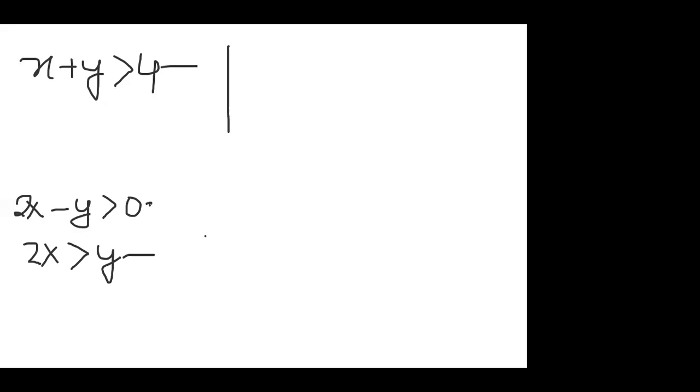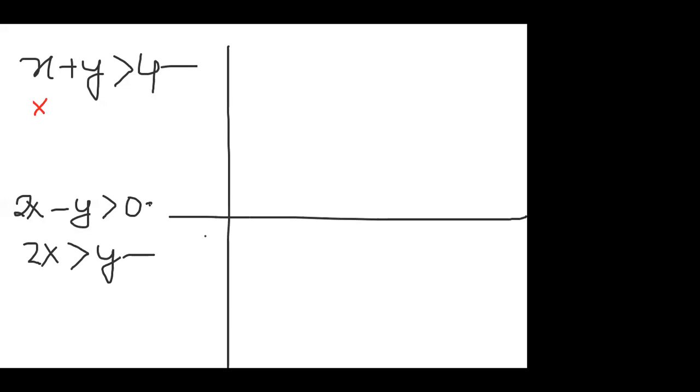So the graph we will be making over here. For the graph, first of all, the first equation we will be taking with the red color, and the second I'll take with the blue color. So x plus y equals to 4.